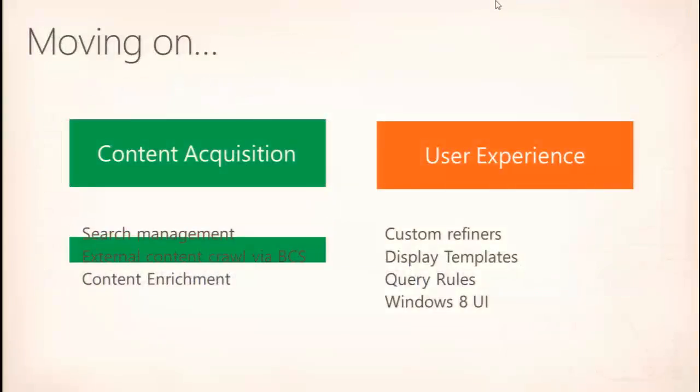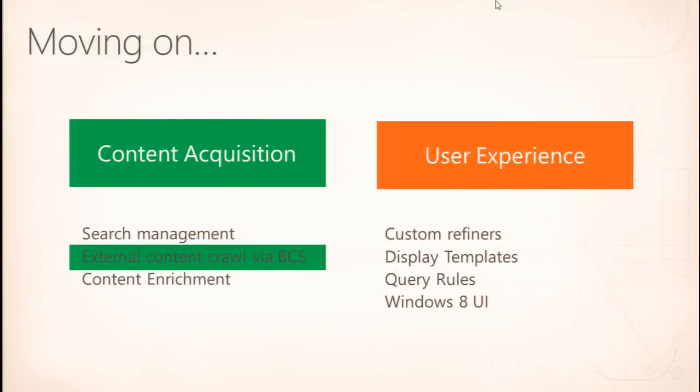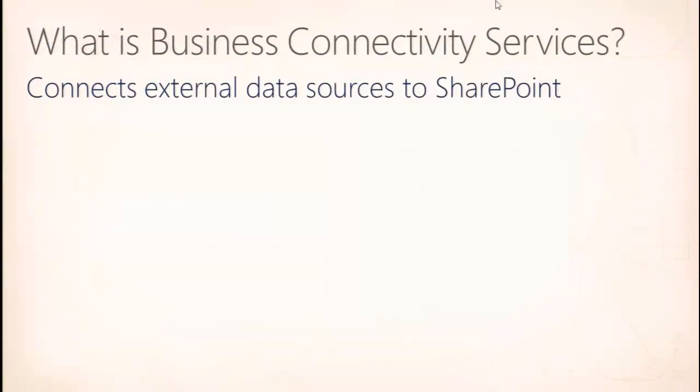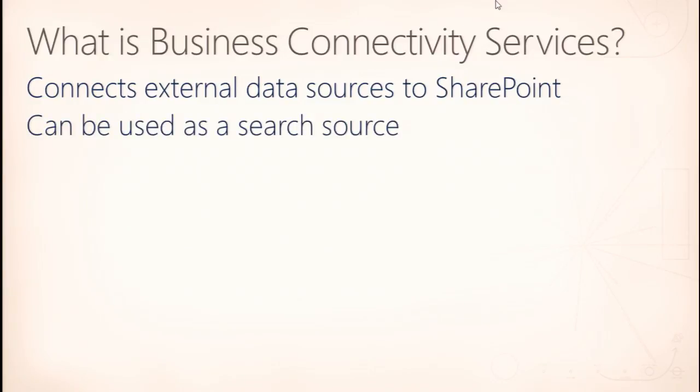So now we have our schema set up. Our next step is to get some content in. As Andrew said, we're going to use the BCS to do that. This is in 2013 the main way you'll be getting external content into the system. It does a lot more than just getting content in for search, but for the purposes of this talk, we're going to focus just on the search part.